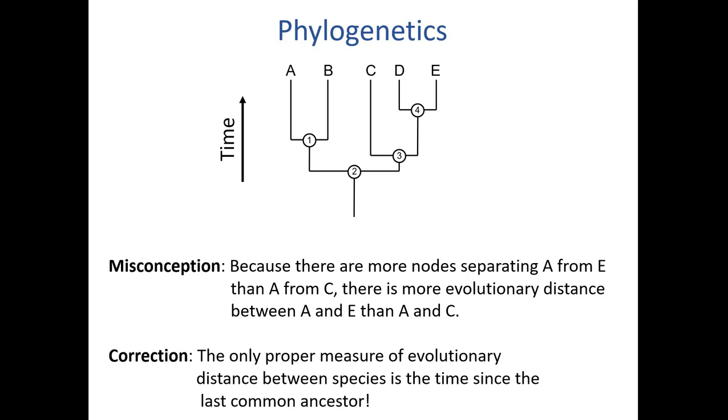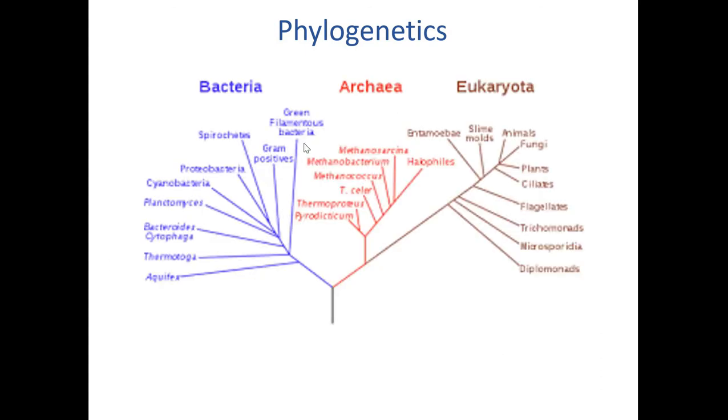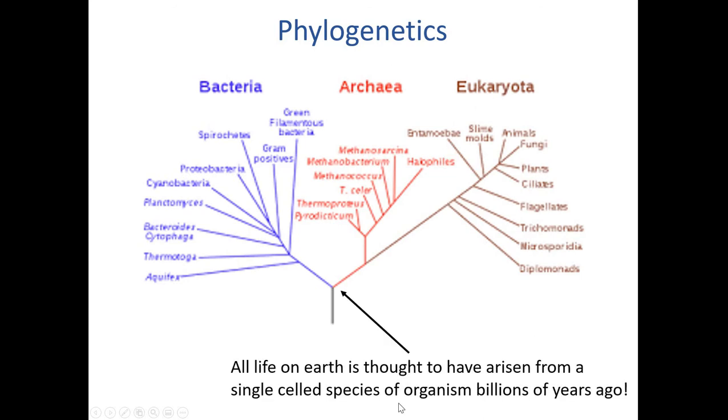Okay, so that's basically the misconceptions that I wanted to cover for phylogenetics. The last thing that I want to mention is that it's important to remember that, sorry about the blurriness, for all kingdoms of life, they're thought to have all arisen from a single-celled species of organism billions of years ago. So one species is thought to have given rise to basically all species on Earth at this point.